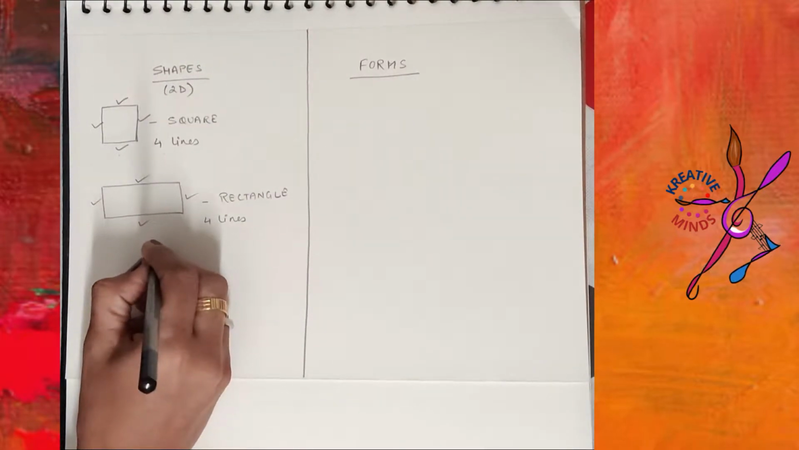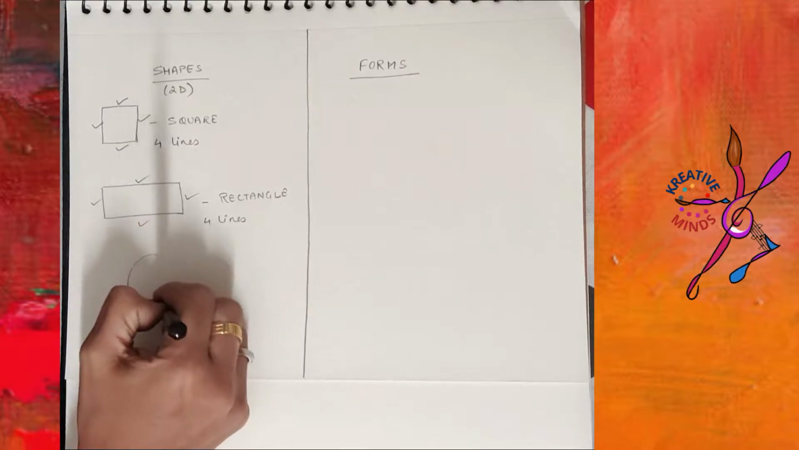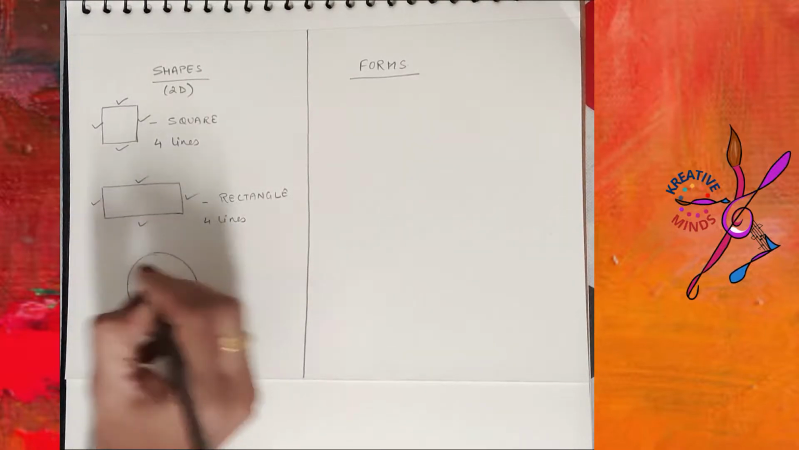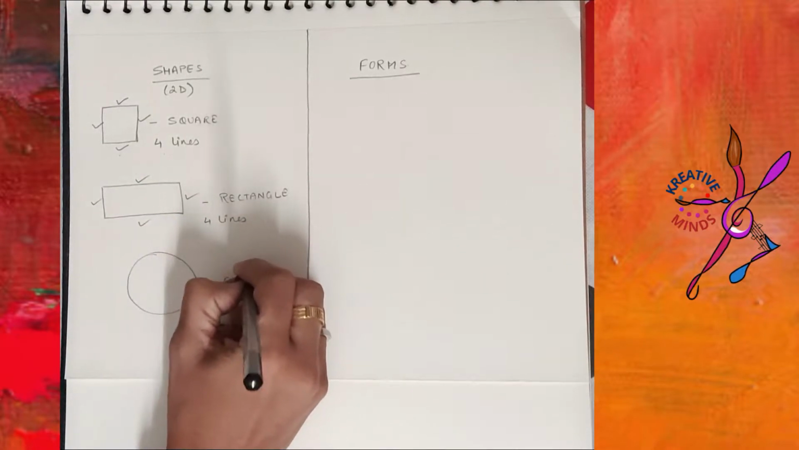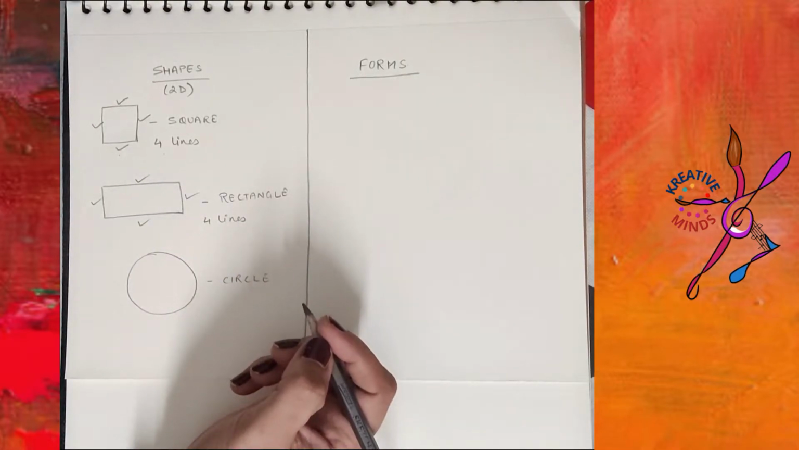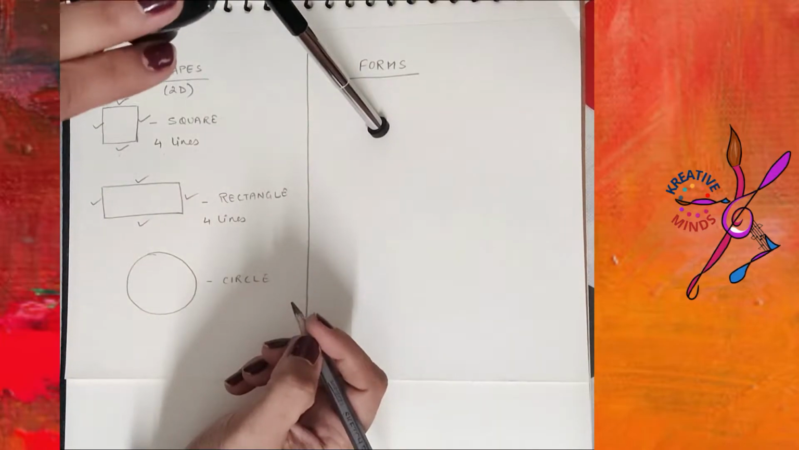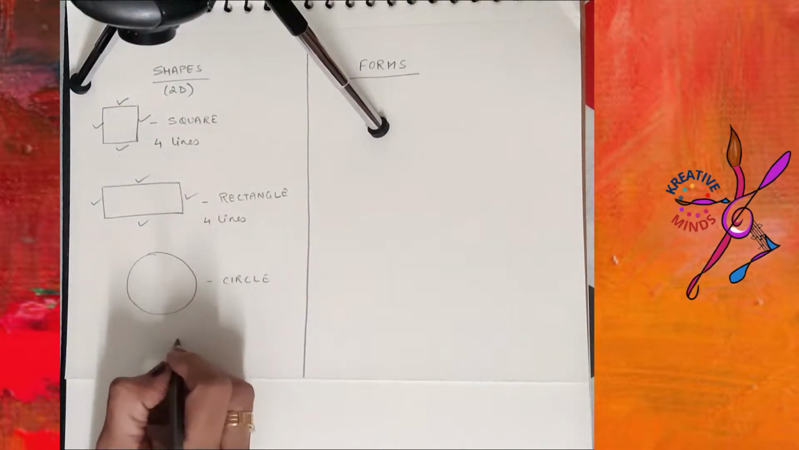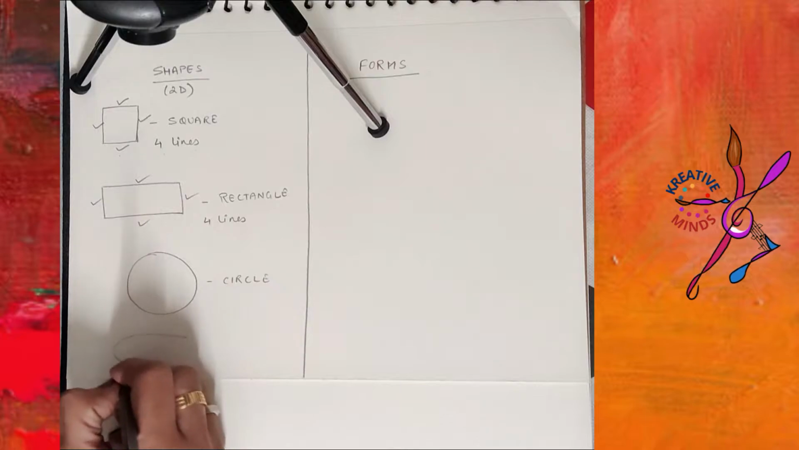Let's make a circle. Ma'am, just typing rectangle a bit. Ma'am, circle or oval? No, just draw a circle first. Below the circle, draw an oval.